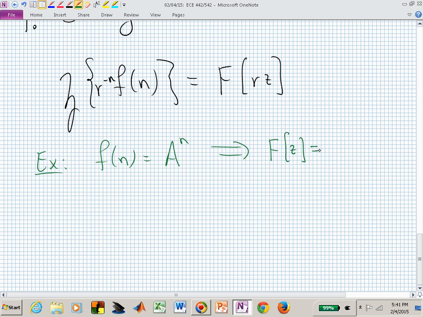Do you remember that from last time? And this should be very quick by a week from today. You should be able to just do this very quickly. If I gave you this, you should say, oh, that was a gift, thank you, and just move right along. What is capital F of z if little f of n is a to the n?